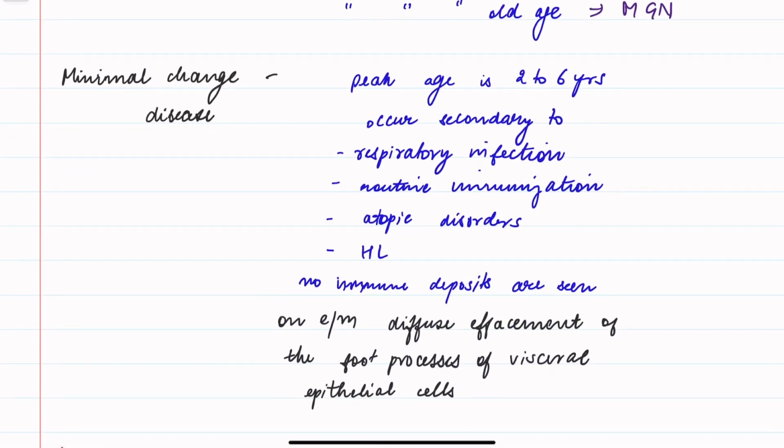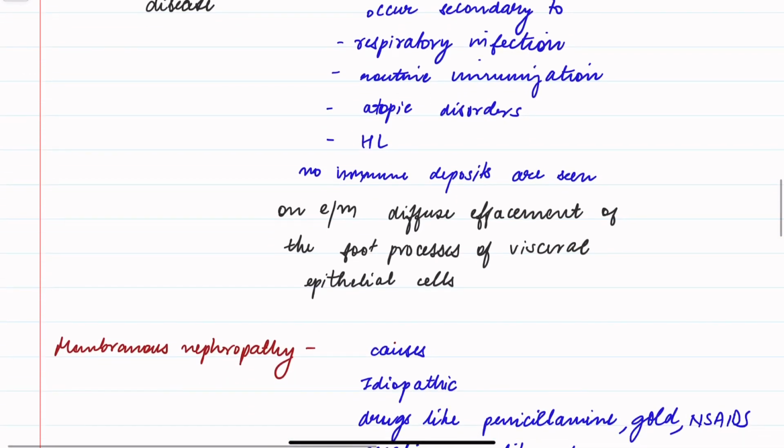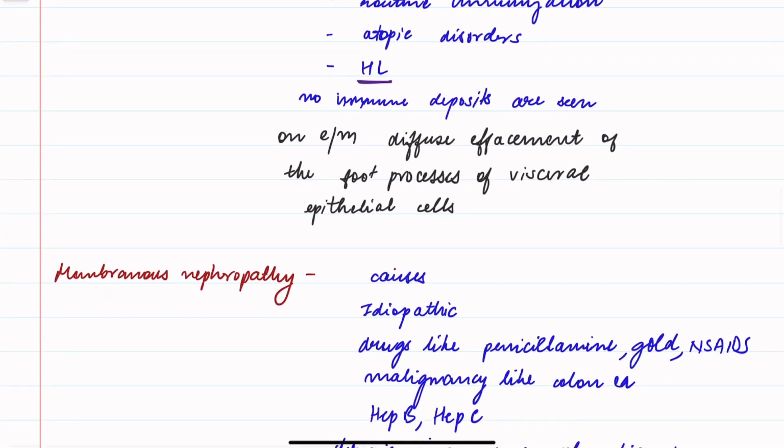Coming to minimal change disease, it is the most common cause of nephrotic syndrome in pediatric age group. Peak age is 2 to 6 years. It occurs secondary to respiratory infection, routine immunization, atopic disorders, and Hodgkin's lymphoma. No immune deposits are seen. So basically, on light microscopy, the glomeruli will be normal. Okay, and on electron microscopy you will see diffuse effacement of the foot processes of visceral epithelial cells.